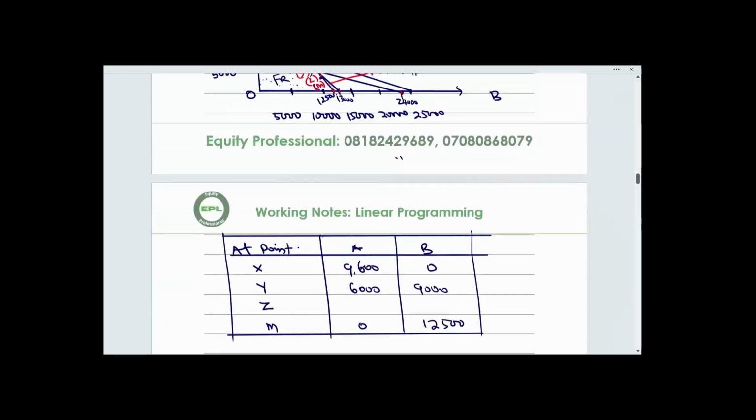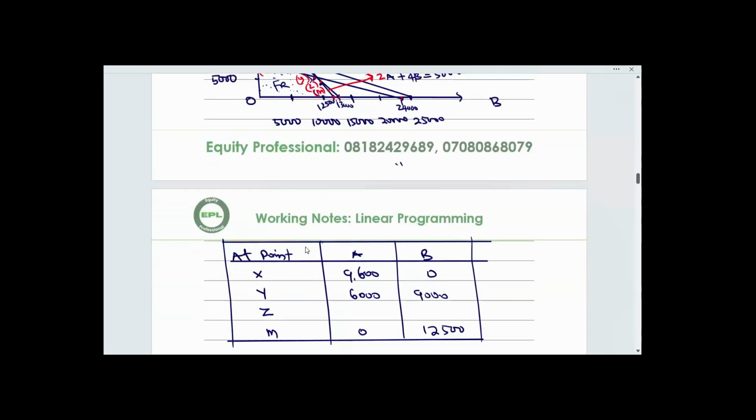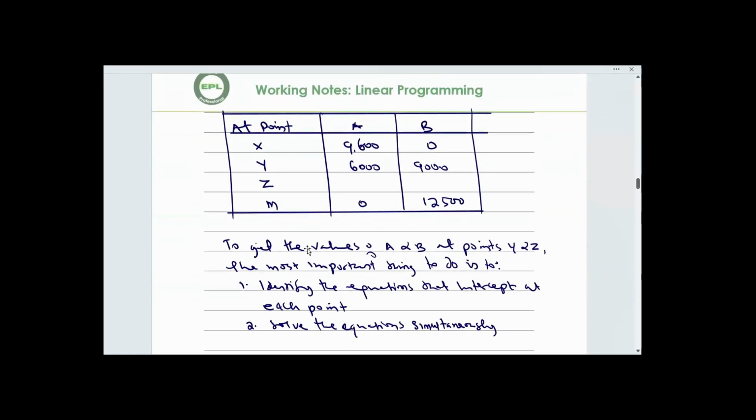So if you are using a graph sheet, at this point Y, if we trace it to the left, you are going to have 6,000 there. Also, at this point Y, if we trace it downwardly, you are going to have 9,000. All right? So that is that. Then the next one is point Z. We want to get value for point Z.